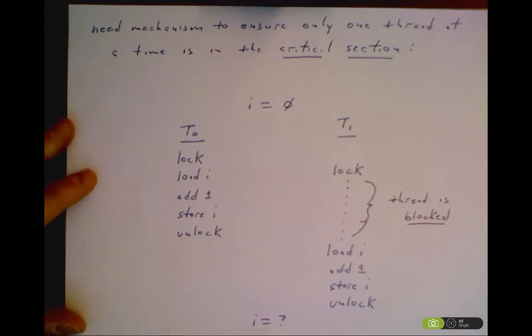So we need a mechanism to ensure that only one thread at a time is in the critical section. Again, we would call that update to a shared variable, that I++, a critical section. We've got to make sure that only one thread at a time executes it. We don't want to allow any interleavings. We want one thread to do the I++ to completion before another thread starts it.